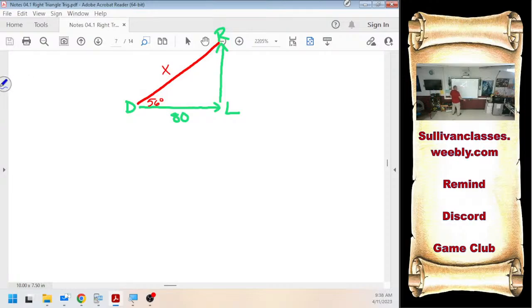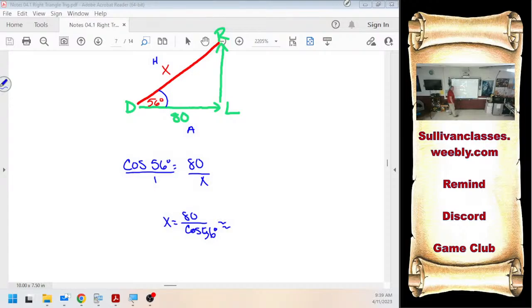So from there, I have an adjacent and a hypotenuse, which is cosine, adjacent over hypotenuse. Swap my extremes or cross multiply and solve. X is 80 over cosine of 56, or about, how long? 143.063.